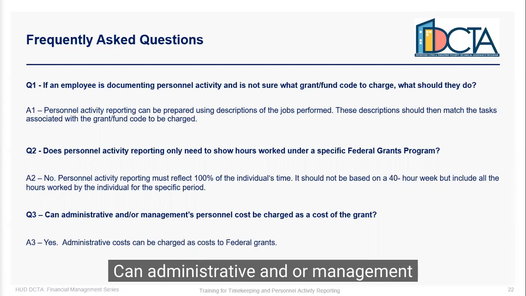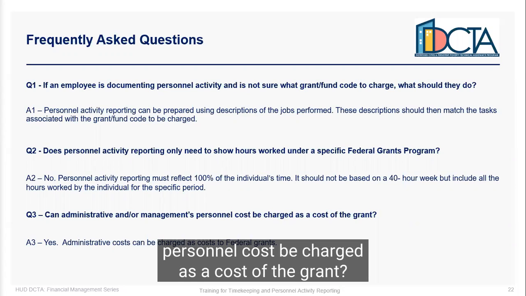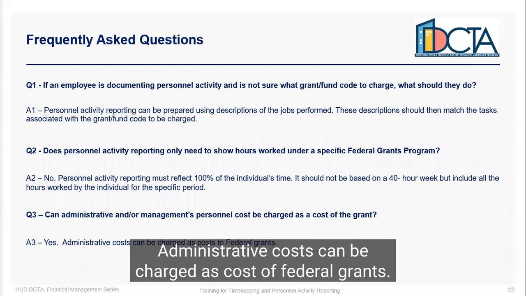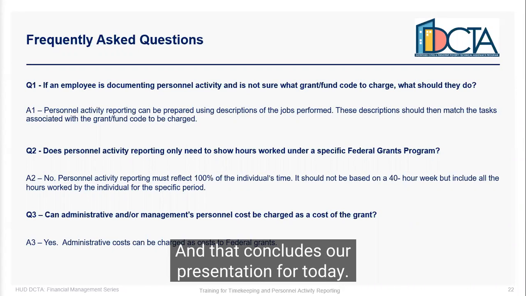Can administrative and/or management's personnel costs be charged as a cost of the grant? And that answer is yes. Administrative costs can be charged as cost of federal grants. And that concludes our presentation for today.